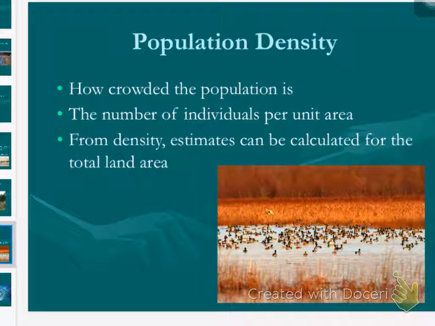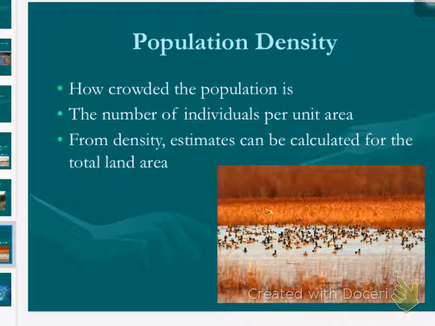This is the most common thing that you guys think of when I say, how would you sample a population? And you want to say, well, I can count how many people are in a couple classrooms, figure out how many classrooms there are, and that'll give me an estimate. That's a pretty common use of density, as an estimating tool, looking at how many individuals you have per acre, per square foot, per square mile, and then from the total land area that you want to look at, getting an idea of how many there are total.